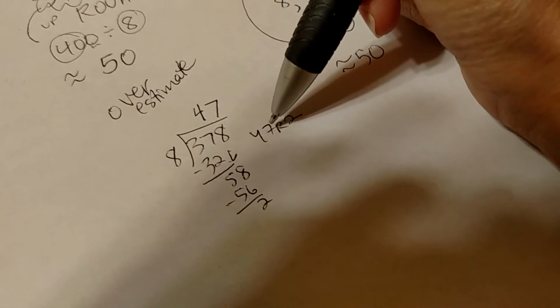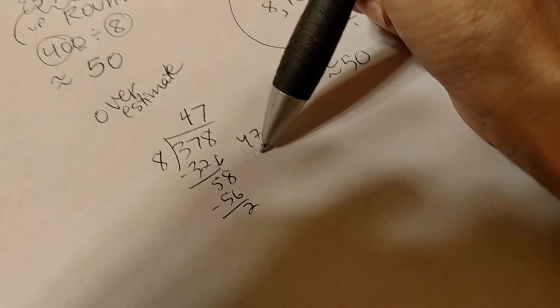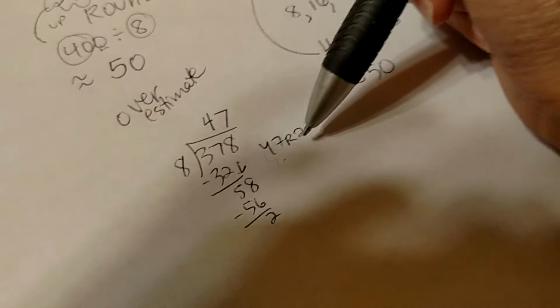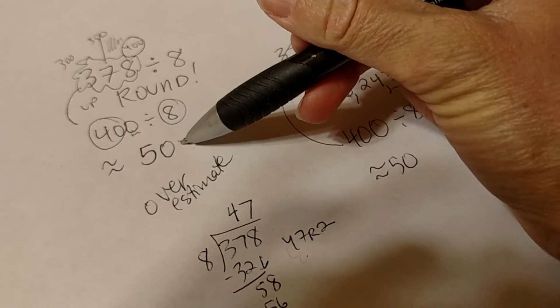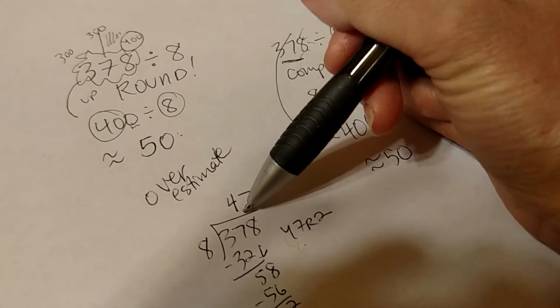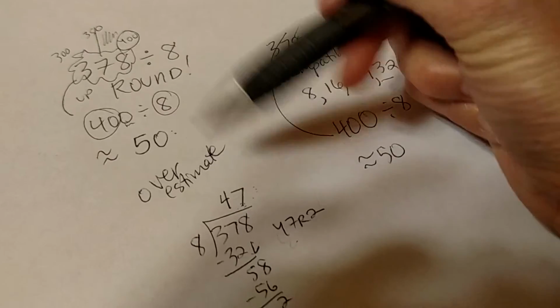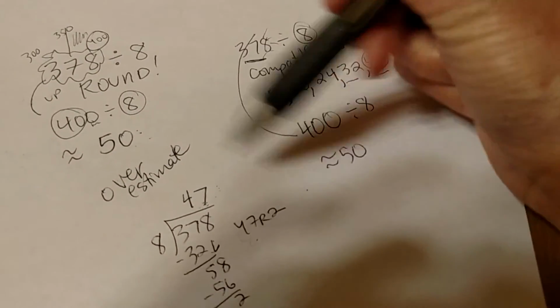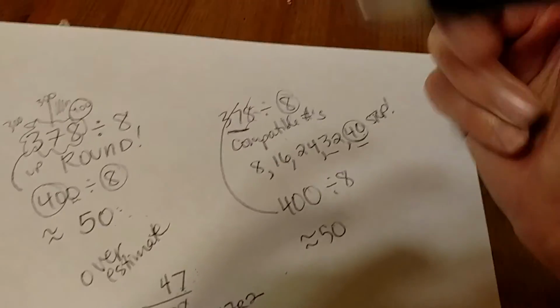Alright, so I got something. The actual answer was about 47 with 2 remaining. And look, we got an overestimate here of 50. And look at our actual answer. It is very close to our estimate, which was considered an overestimate.